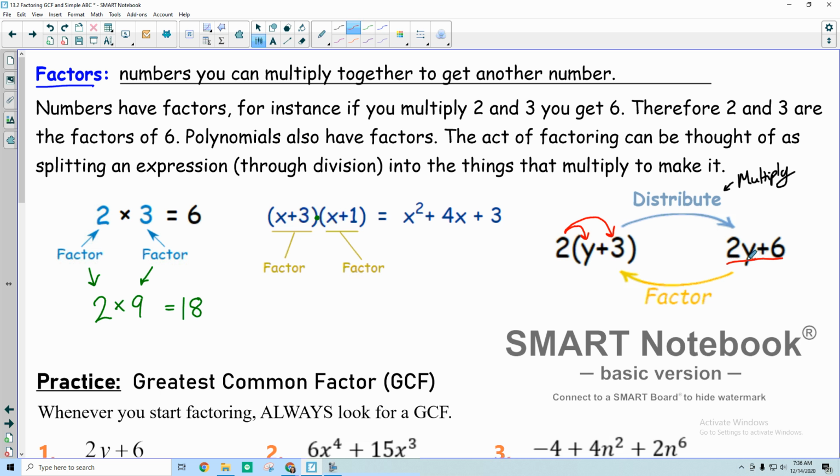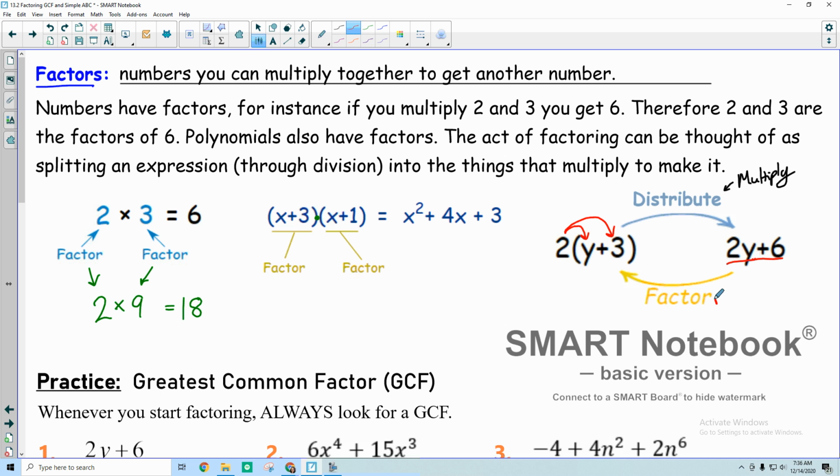Factoring is actually distributing, but in reverse. So now I'm going to start with something like this, and I will factor it so that it looks like this. Okay, so how do we go about doing this? How do we factor something?